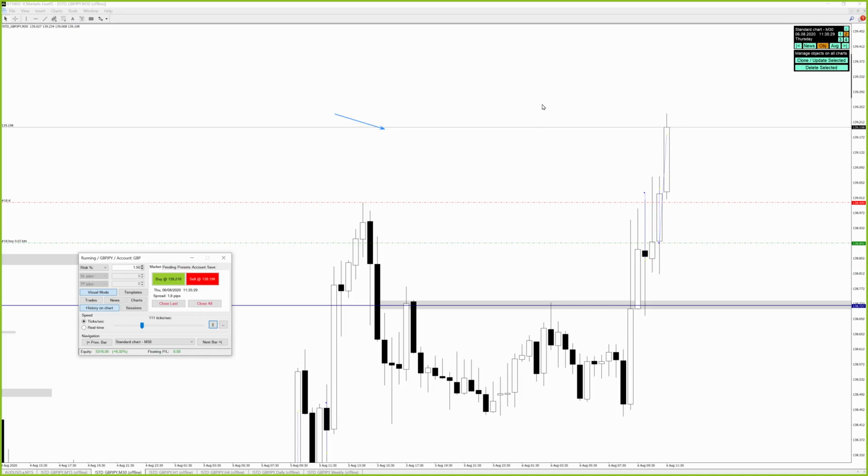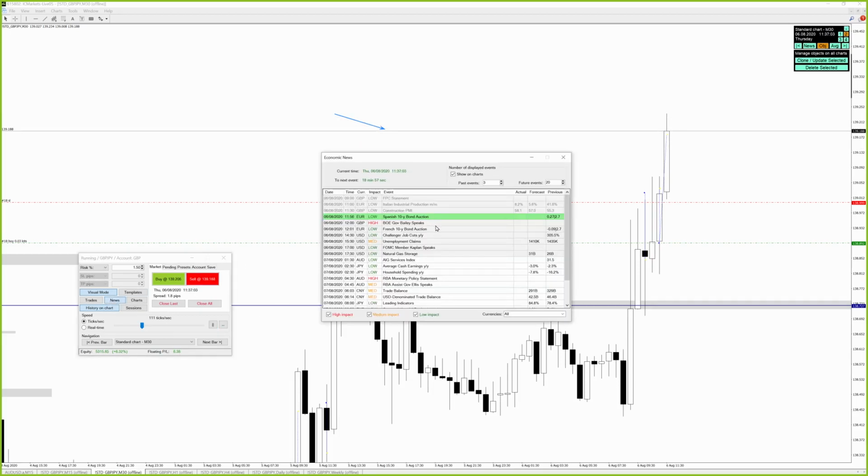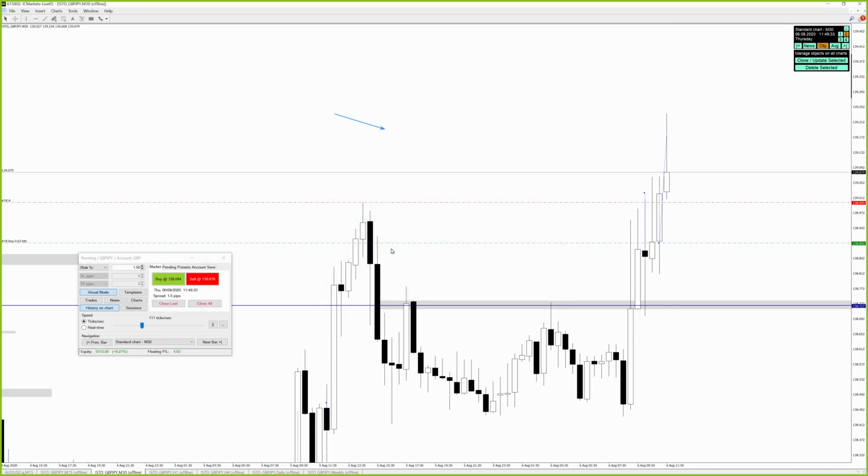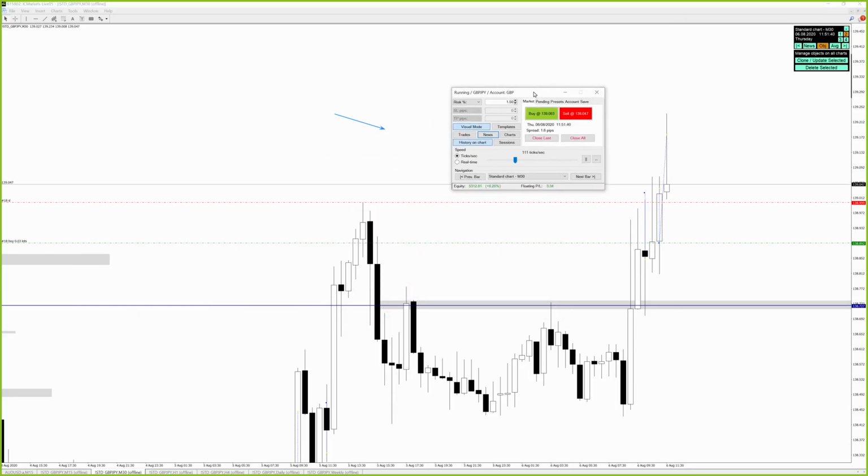Nice. Was there any news here? Oh, there was some small news over here. Oh yeah, construction PMI. Look at this. Construction PMI came good. They were expecting good news. The trend was bullish. Candle confirmations were bullish. And news really pushed price up over here. Awesome. It worked out exactly the way we wanted it to work out.